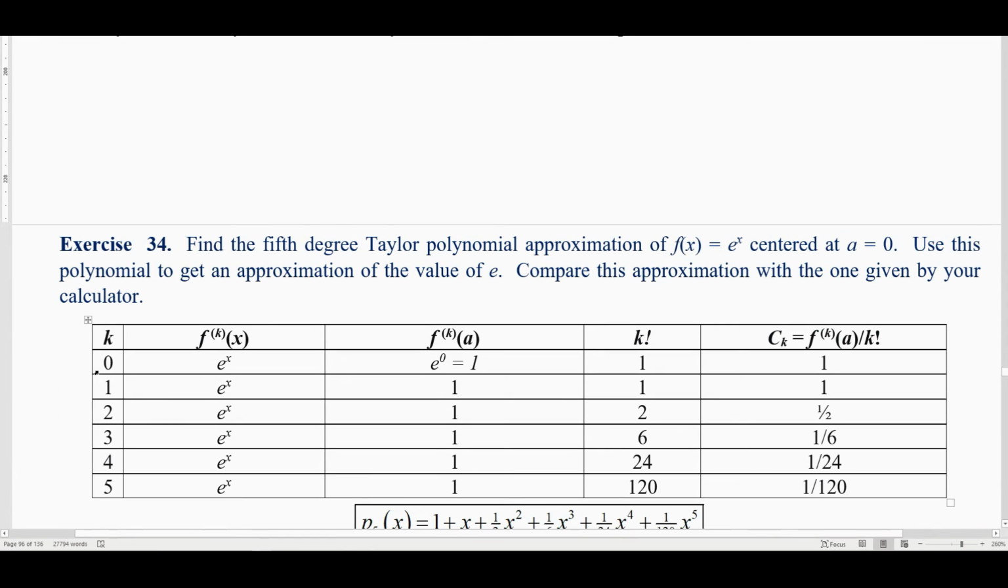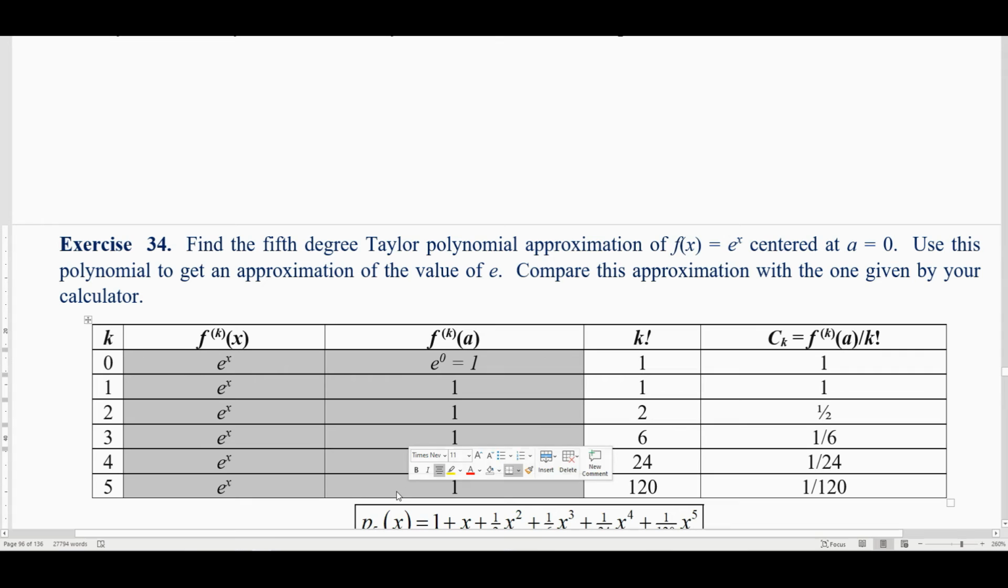Okay, let's try another one. Find the 5th degree Taylor polynomial approximation of f of x equals e to the x centered at a equals 0. We're going to use this polynomial to get an approximate value of e. Compare this approximation to the one given by your calculator. Well, the nice thing about e to the x is all the derivatives are just e to the x, and evaluated at 0, they're all just 1. So this part of the table is a super easy pattern.